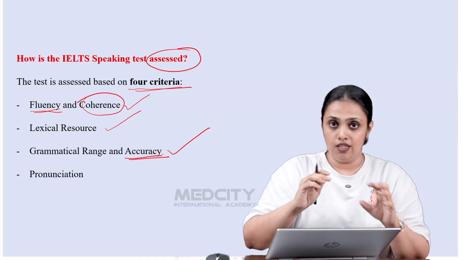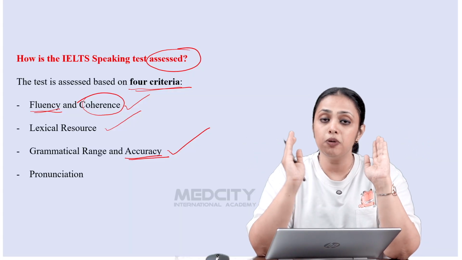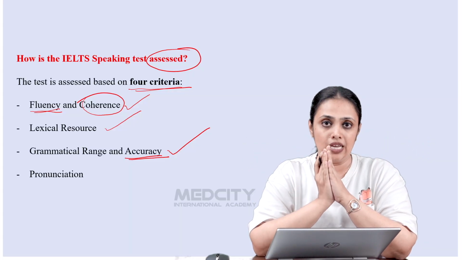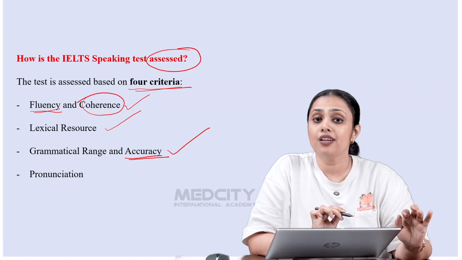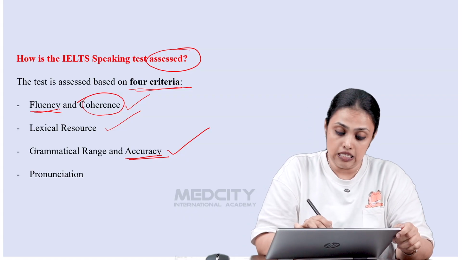Accuracy means you have to show your grammatical range, but it should be used accurately. It should be appropriate. Then another aspect when it comes to grammar is the right usage of tenses.